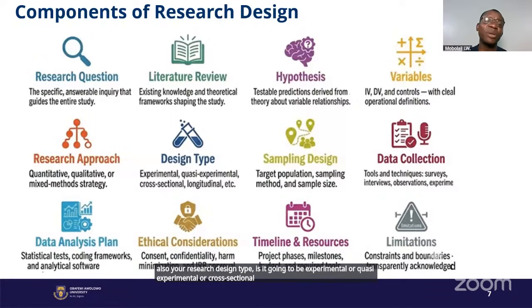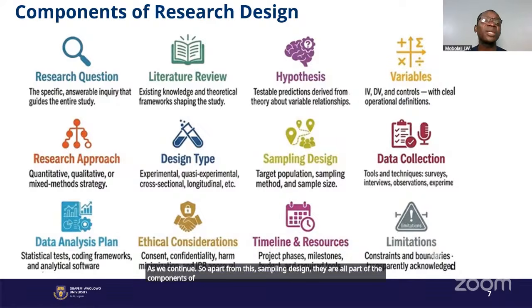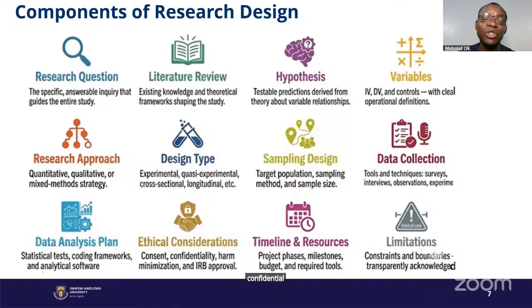I'll be talking a bit more about each of these, and we're going to focus more on this design type as we continue. So apart from this, sampling design, they are all part of the components of research design. And then your data collection, how do you want to analyze data? What are the ethical considerations you are making, the consent of the research participant, confidentiality, and also you make sure you minimize harm, and you also get institutional review board approval.